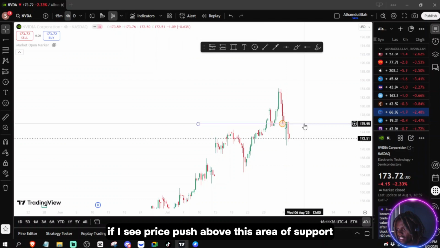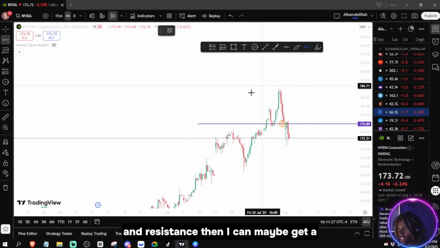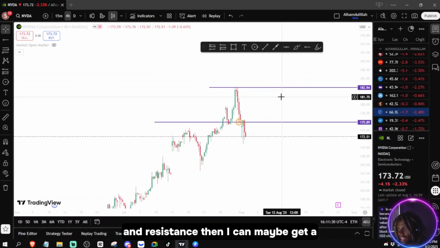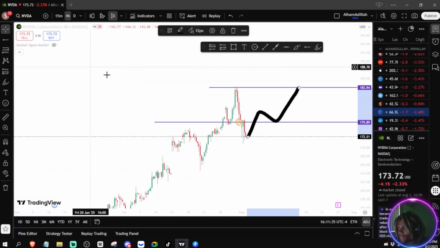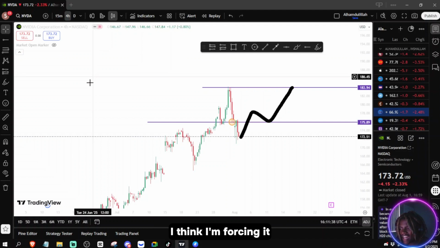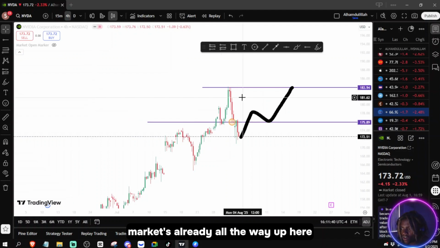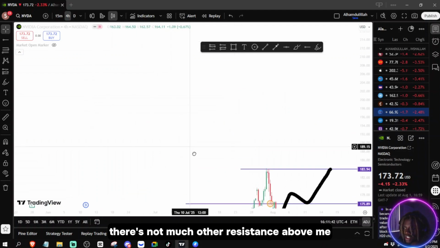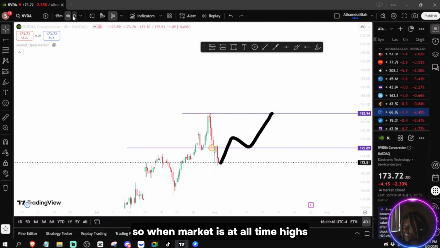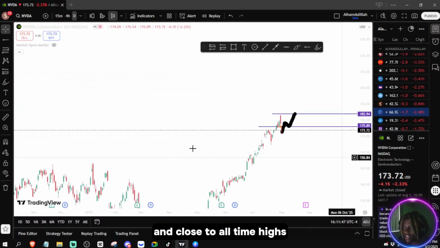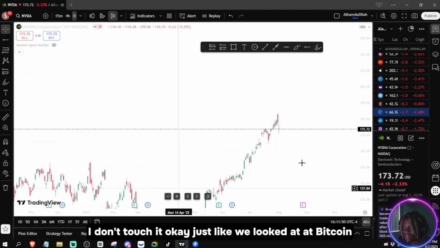Okay, if I see price push above this area of support and resistance, then I can maybe get a close from here. Other than that, I think I'm forcing it. Market's already all the way up here. There's not much other resistance above me, and I don't like to force trades like that. So when market is at all-time highs and close to all-time highs, I don't touch it.